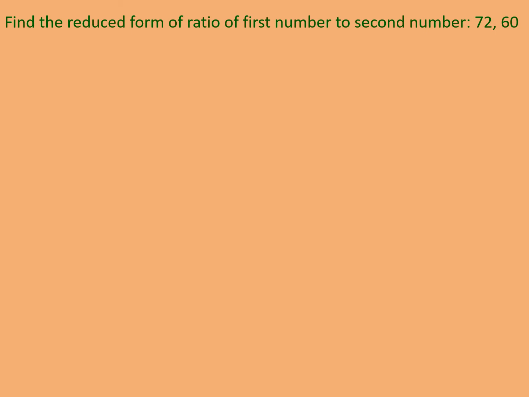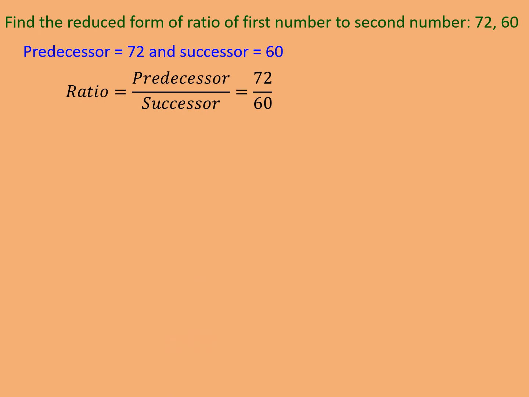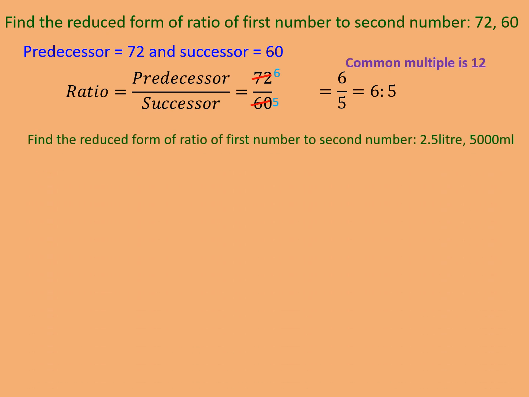Find the reduced form of the ratio of the first number to the second one, that is 72:60 they have given. So our predecessor will be 72 and the successor is 60. So the ratio will become 72/60. When we simplify further, we will get 6/5 and 6:5. I hope you remember common multiple here. Common multiple is 12. Oh yeah, it comes. Let us go for the second ratio.